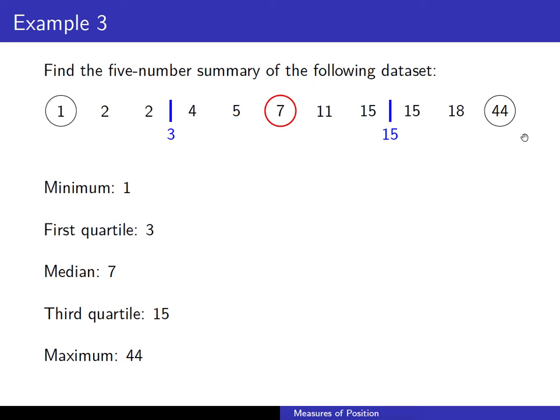And if we take a look at the rest of our data, we have 2 values between the minimum and the first quartile. We have 2 values between the first quartile and the median. We have these 2 values between the median and the third quartile. And then we have these 2 values between the third quartile and the maximum. So it does split it into 4 groups of 2: 2, 2, 2, and 2.